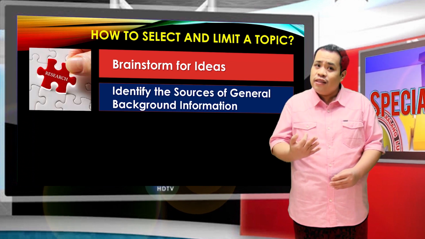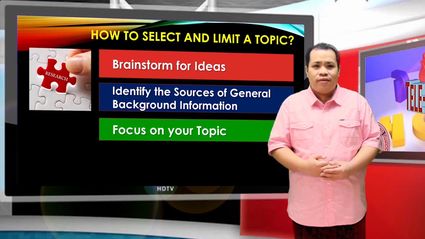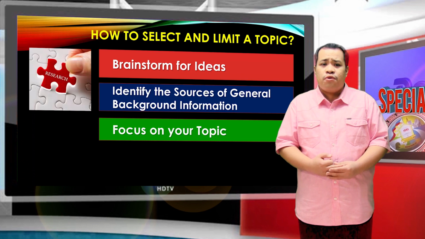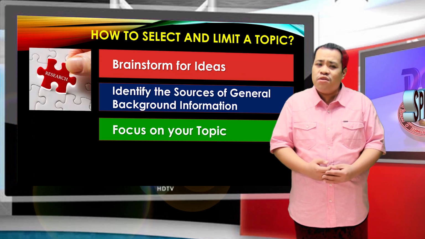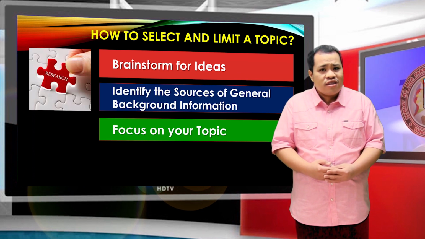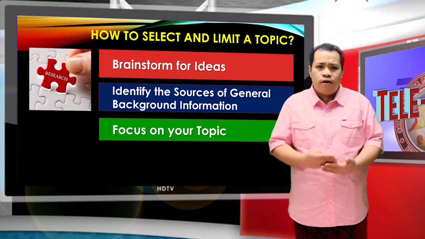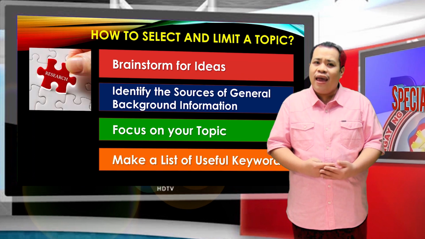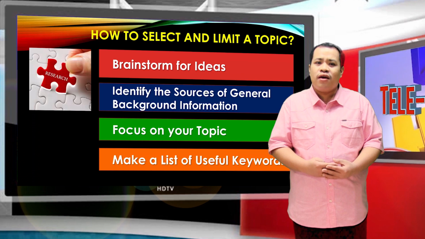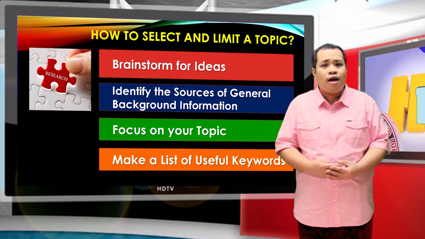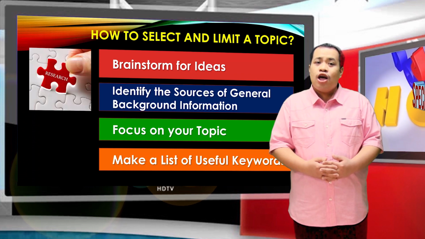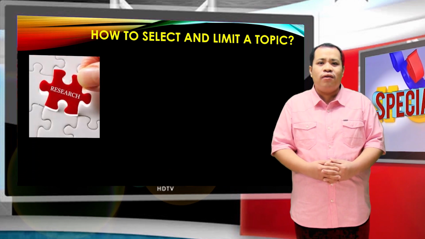Well, number 3, focus on your topic. What specific area or factor would you focus your research on? Why did you decide to focus on that specific area or aspect? Who is affected by the topic? The 4th tip is make a list of useful keywords. What are the keywords that you can use to best describe your topic? Enumerate them.